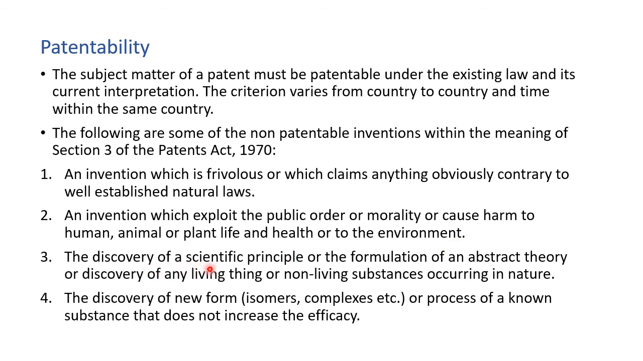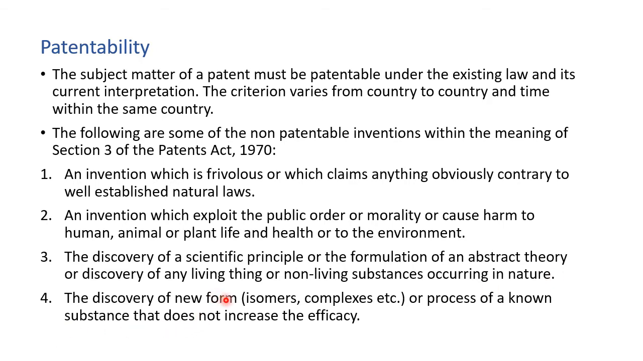And third, the discovery of a scientific principle or the formulation of an abstract theory or discovery of any living thing or non-living substance occurring in nature can't be patented. It is obvious because a patent actually gives an absolute right to a particular person for a particular period of time for gaining the commercial benefit from that product. So we can't give a patent for a particular theory or about a living thing or a non-living thing that is naturally occurring. For example, if someone discovers a new species of organism or a plant, it actually occurs naturally. So it belongs to everyone, but no one has a right to exploit it. So it can't be patented.